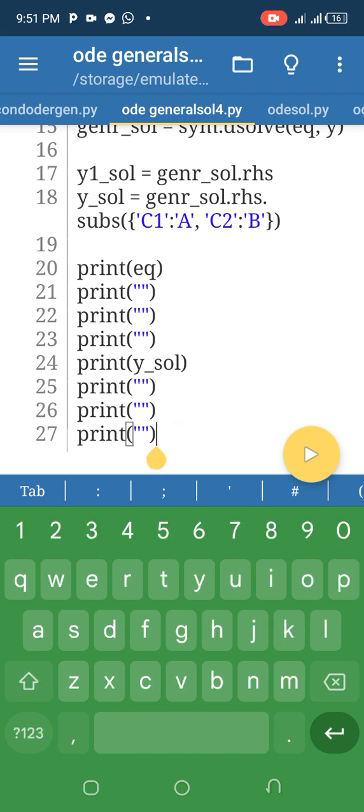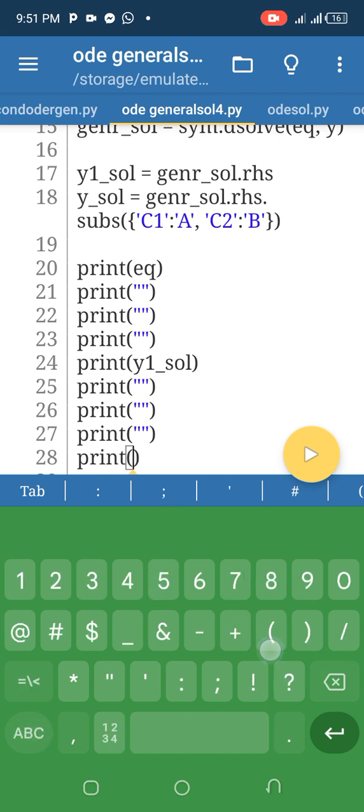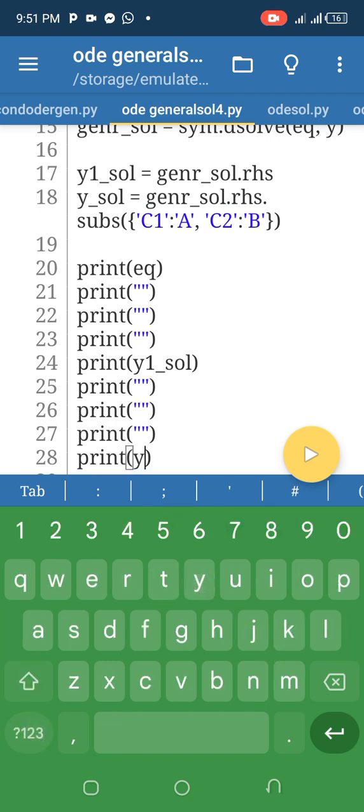And now finally let us print. This one will be y1, and then let us also print y solution, which is our final solution now. Let's run this and we see.